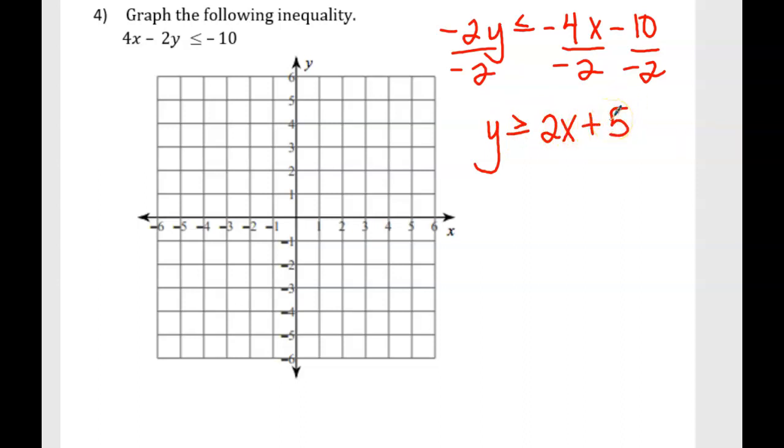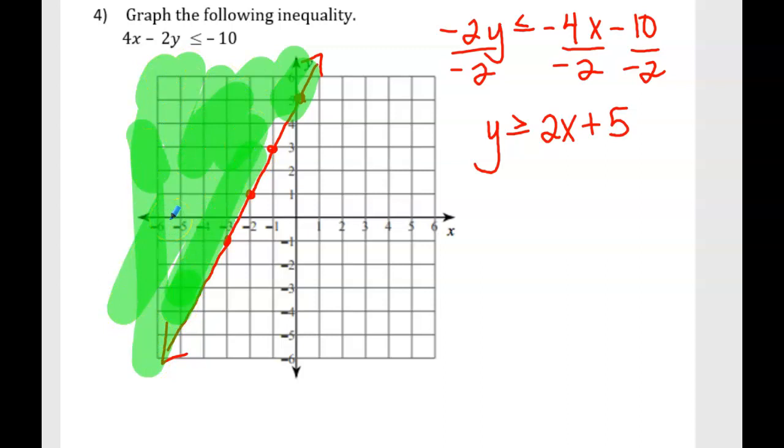To graph it, I'm going to start at my y-intercept, which is at 5. From there, I have a slope of 2, so I'm going to go down 2 and over 1. There we go. It's a solid line, since it's greater than or equal to. Now to shade it, because it's greater than, I look at my y-intercept, and it's above the line, so it's going to be shaded here.